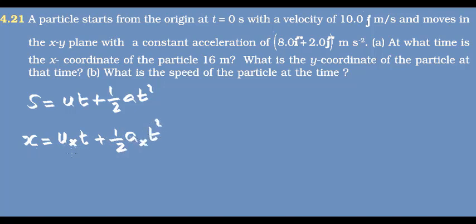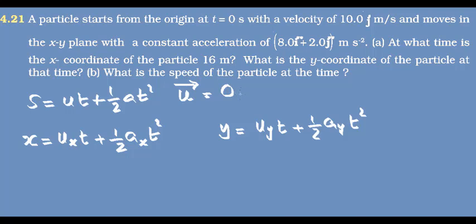Ux is the initial velocity in the x direction, ax is acceleration in the x direction. Similarly, you can write y equal to uyt plus half into ayt square. Now what is the initial velocity? Initial velocity is given as, there is no x component, there is only y component, so that is 0i plus 10j meter per second.